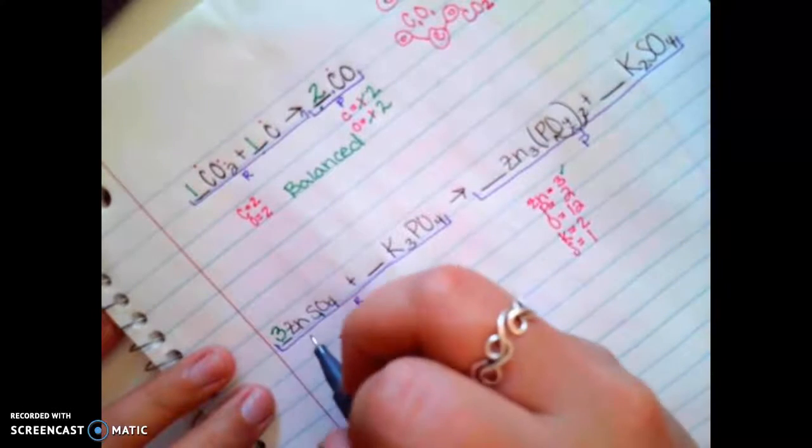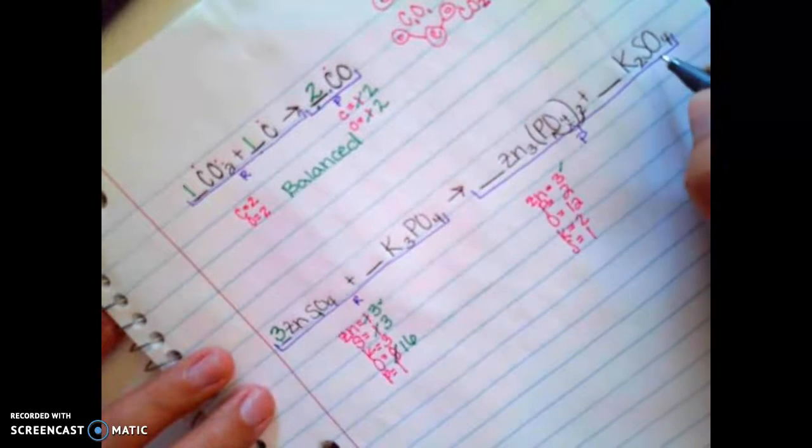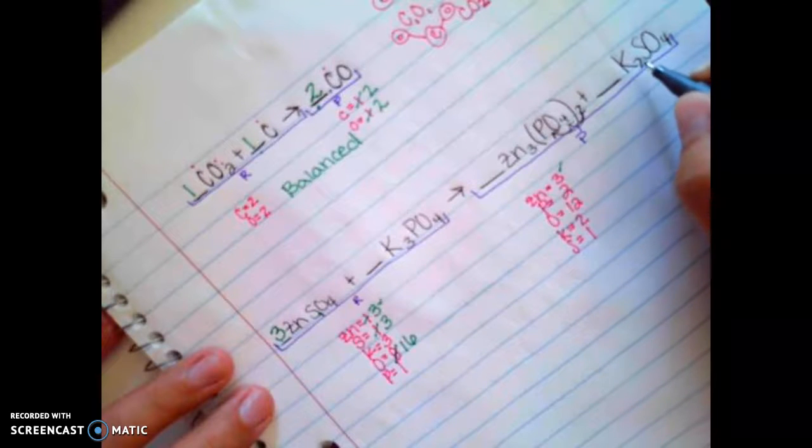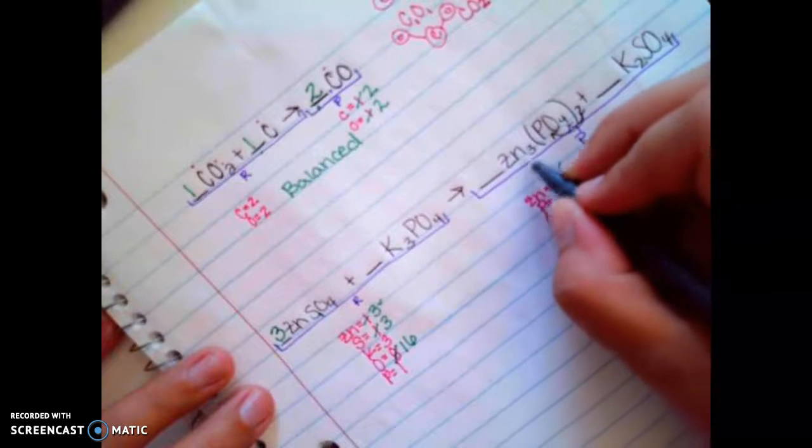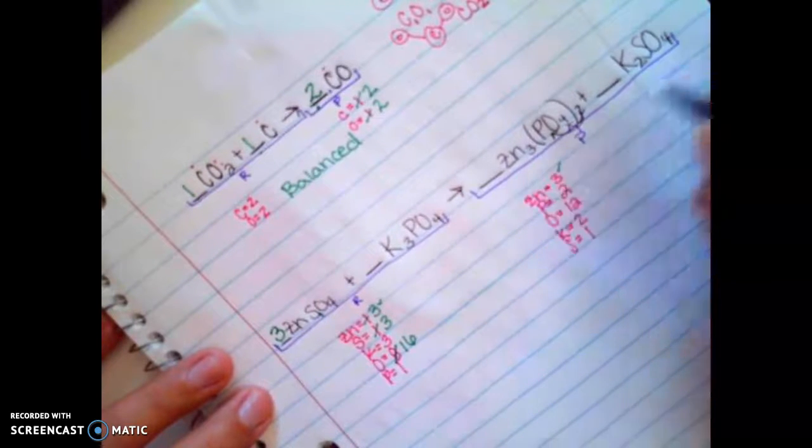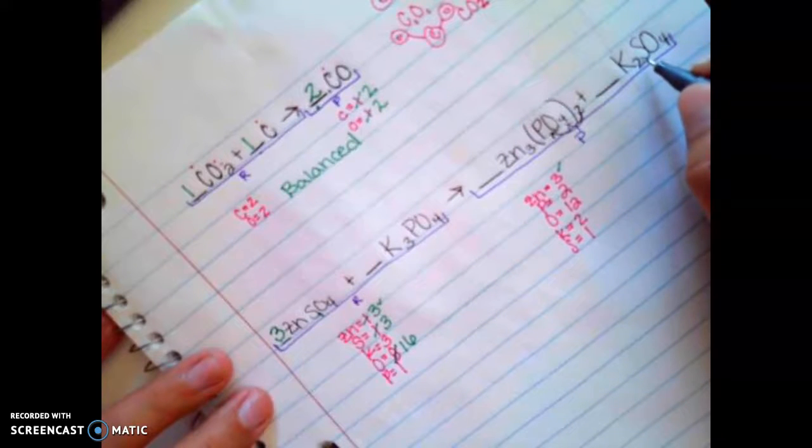So we have 3 sulfur over here. We want 3 over here. So if we're trying to change the sulfur, we're not going to change this, especially because my zinc is perfect now. I don't want to change that. So we're going to go over here to this sulfur, and we're going to change that.